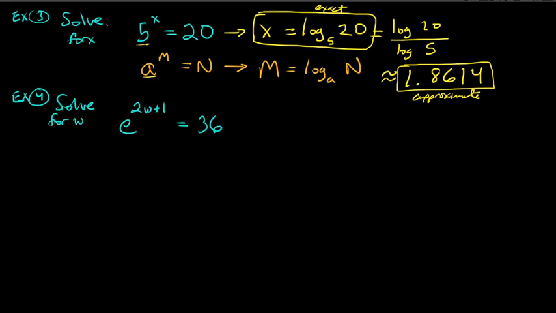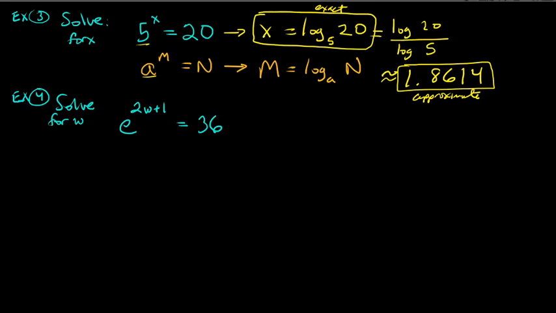Okay, so solve for w. e to the 2w plus 1 equals 36, right? So this is the same idea here. There's no way you're going to find a common base for e and 36, just like with the 5 and the 20. You can write 5 squared as 25, but not 20. So in fact, that's the question: 5 to what power is 20? Well, it's about 1.86. So same idea here. We simply want to solve for this w right here, all right?